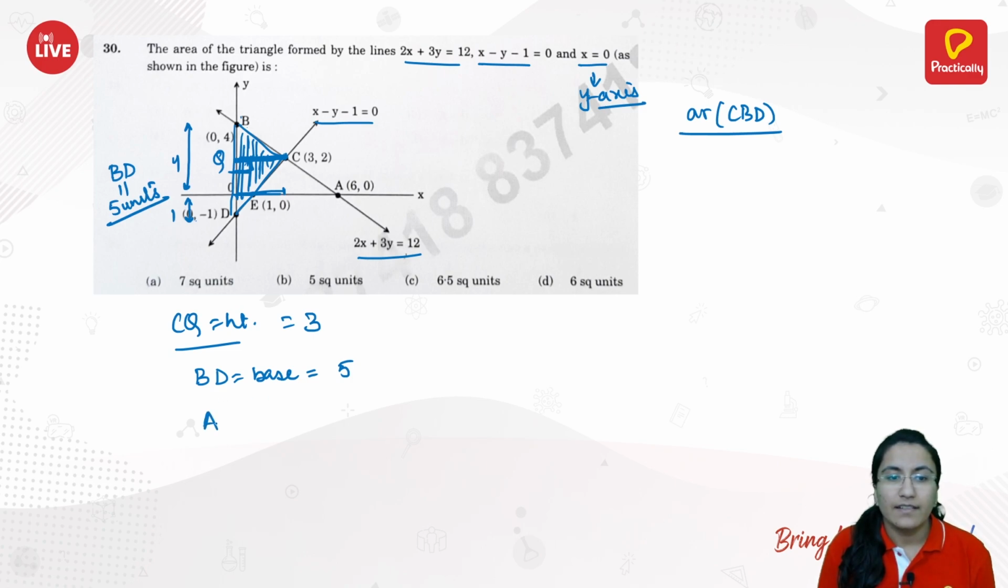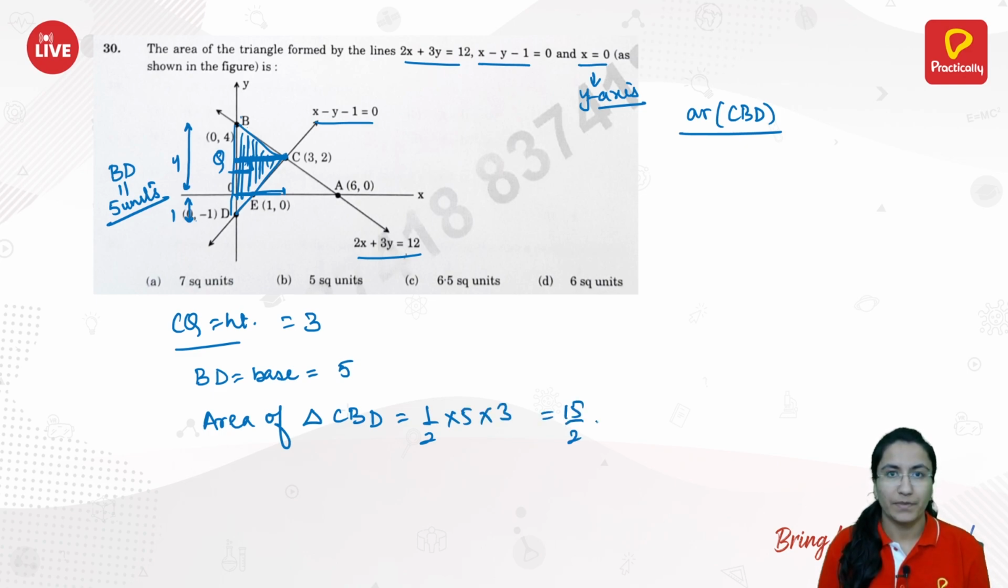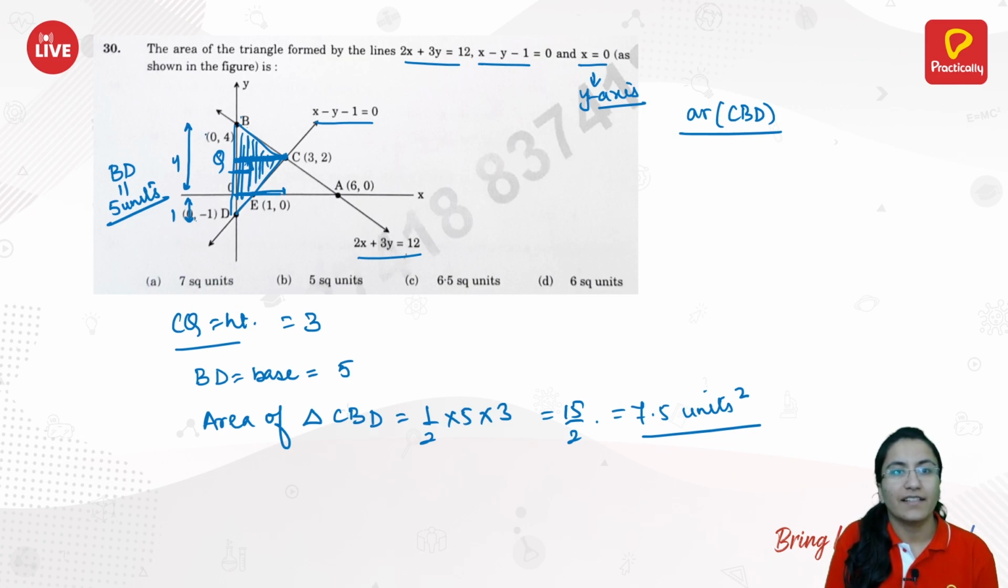So that means the area of triangle CBD is equal to half into 5 into 3, which is 15 by 2. Okay, so 15 by 2 is the correct answer, which is 7.5 units square, right? So this is 7.5 units square, which is not there in the options. I agree. So CBSE would look into the matter, like what exactly they need to do with this question. Okay, so 7.5 is actually the correct answer for this question.